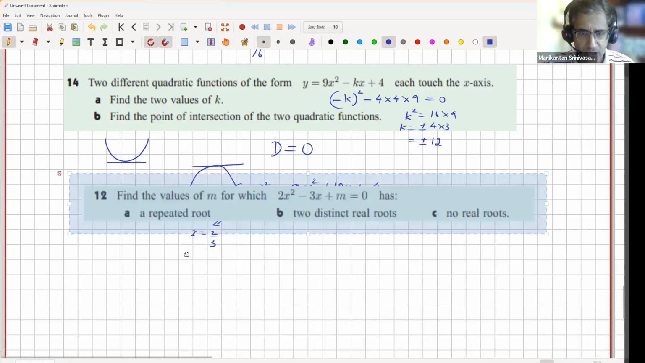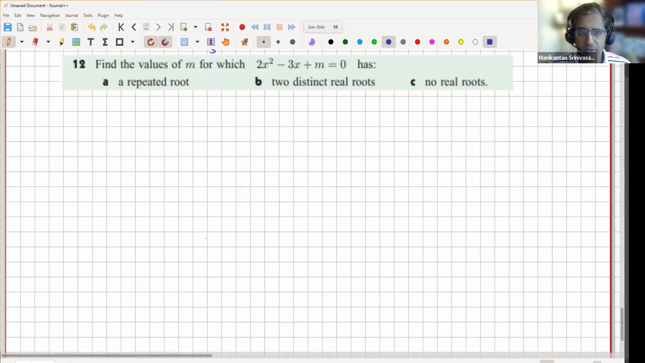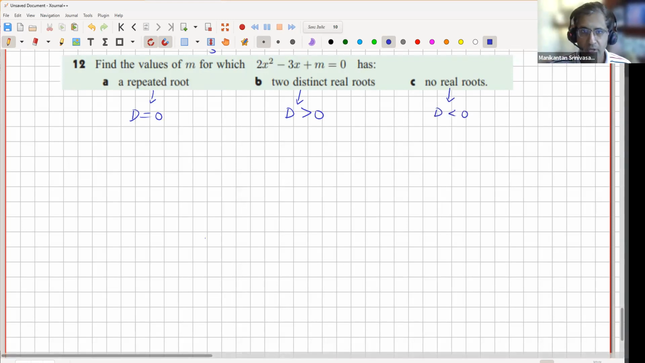So as we just saw, repeated root means what? The discriminant is 0. That's in the problem that we just did. The two roots were repeating. So the repeated root is essentially discriminant equal to 0, exactly the same as what we just did. And distinct roots is D greater than 0. No real roots is discriminant less than 0. So if you have to do the second part here, rather than equality, let me do the inequality. Two distinct roots. Is that okay, Sumair?